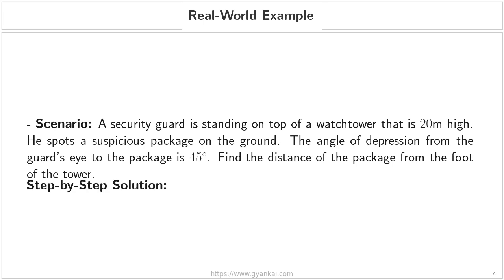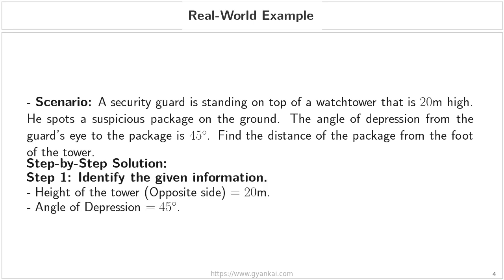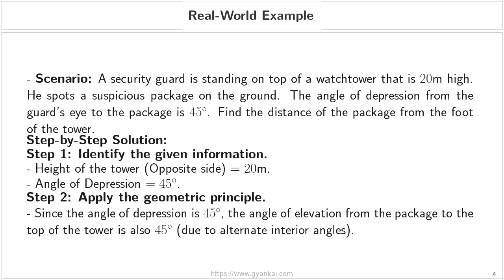To solve this, we will follow a structured, step-by-step approach. In step 1, we need to identify the information we already know from the problem statement. First, we have the height of the tower, which represents the side opposite to our angle, and that is 20 meters. Second, we have our angle of depression, which is 45 degrees. Now, for step 2, we apply the geometric principle we discussed in the previous slide.